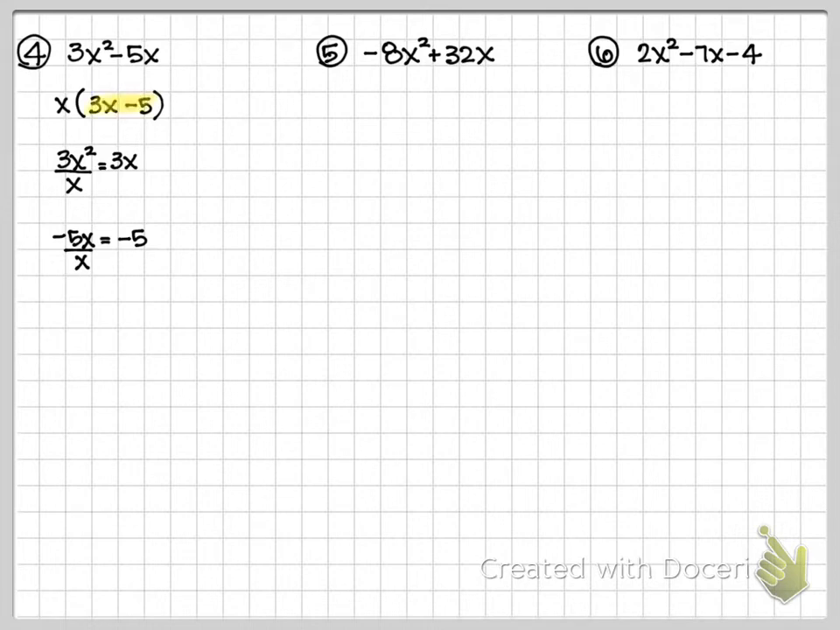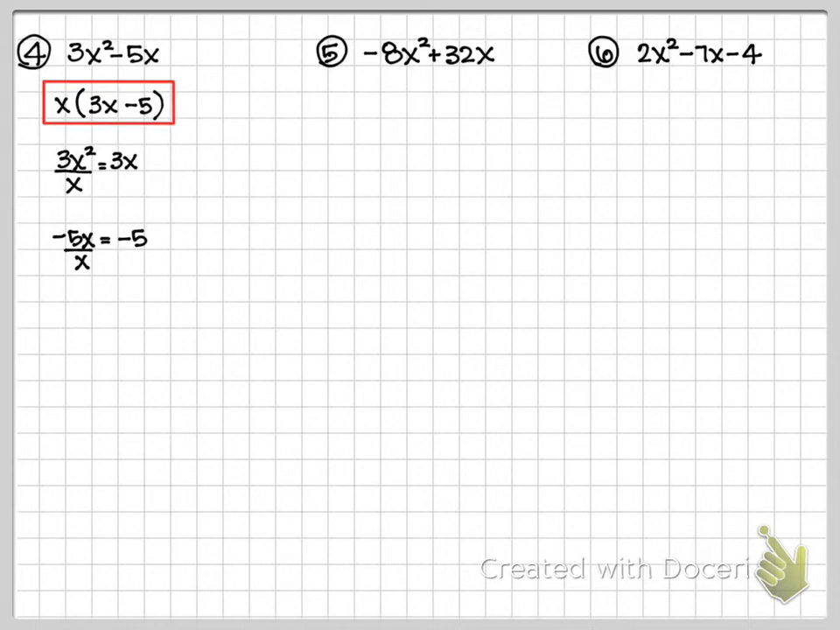So I'm going to take a look at the 3x minus 5. And I go through the process. Does it have a GCF? Well, sure, it's got a GCF of 1, but that doesn't do us any good. So does it have how many terms? It's got 2. All right, is it a difference of squares? Nope. Okay, I think we're done. Sometimes the only thing you can do is take out a GCF.